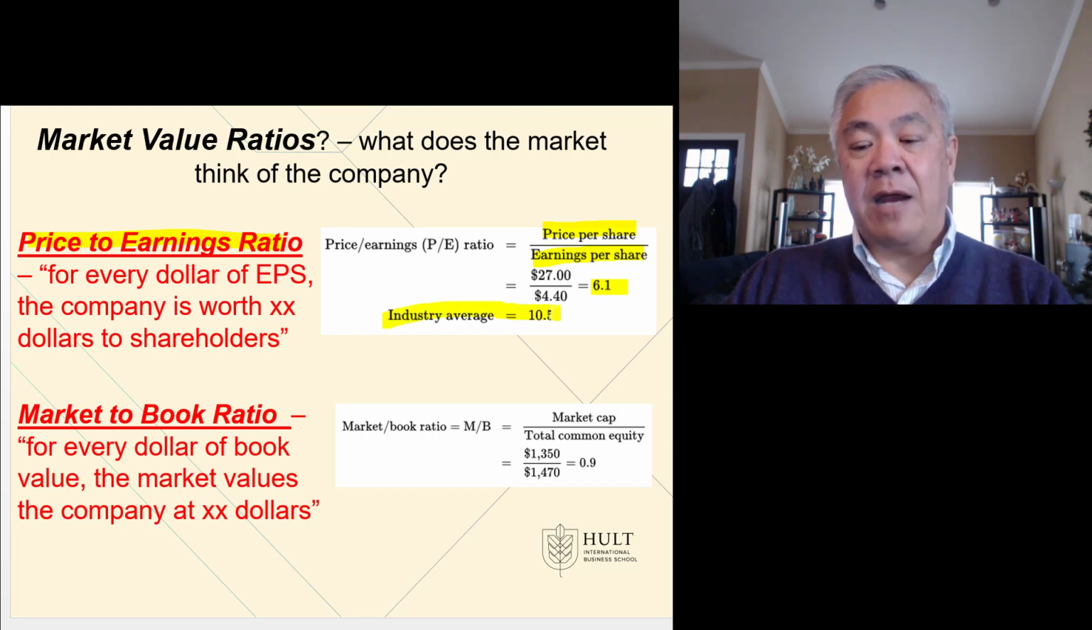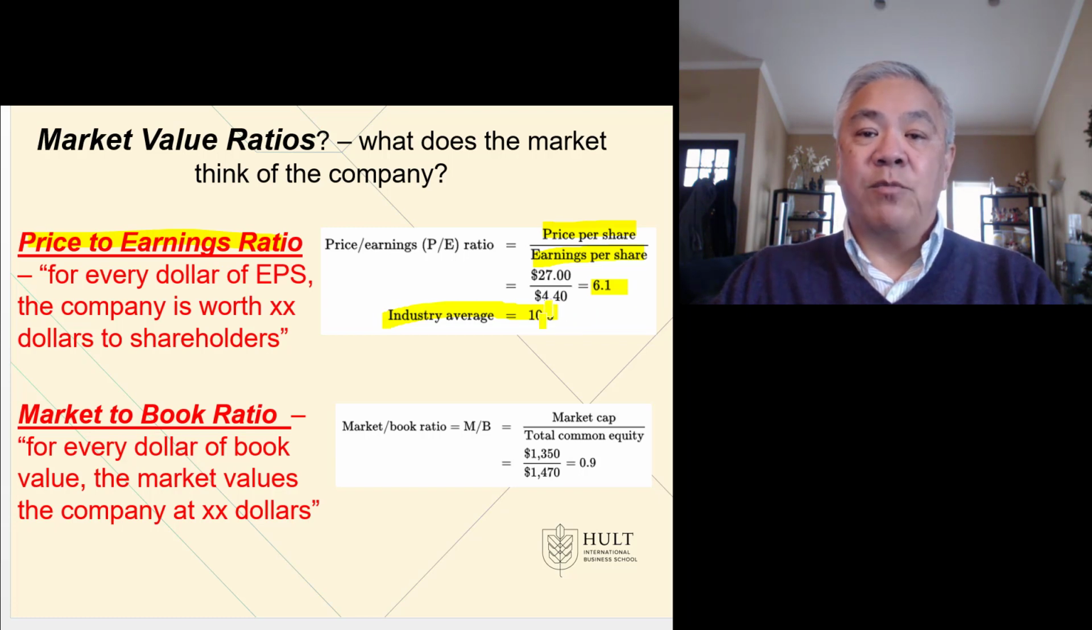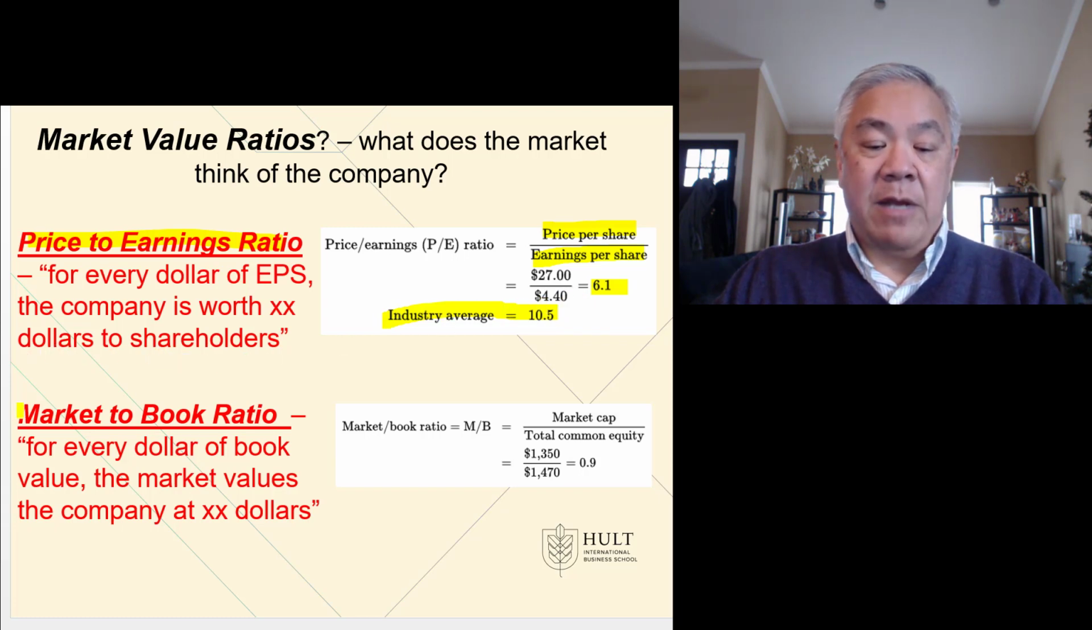Again, the industry is higher. At 10, the view of the industry by investors is more favorable than the view of MicroDrive in the eyes of the investors. And the last one we have in this section is market to book ratio.